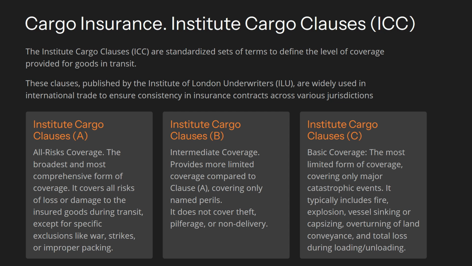Next, ICC-B provides intermediate coverage, which is more limited and covers only named risks, such as fire, explosion, or the sinking of a vessel. However, it doesn't cover things like theft or non-delivery. Finally, ICC-C is the most basic form, covering major catastrophic events. Think fire, explosion, or a ship capsizing. It's the least extensive option, but still offers protection against the most serious incidents.